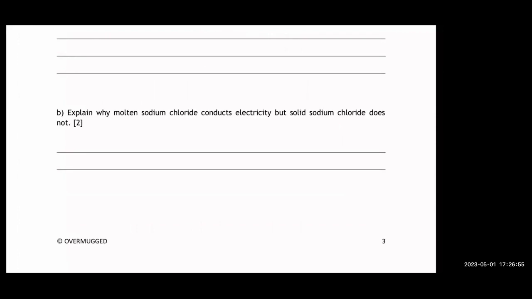Electrical conductivity is something we talked about earlier on, isn't it? Why can sodium chloride conduct when molten, but not when solid? Molten means what?